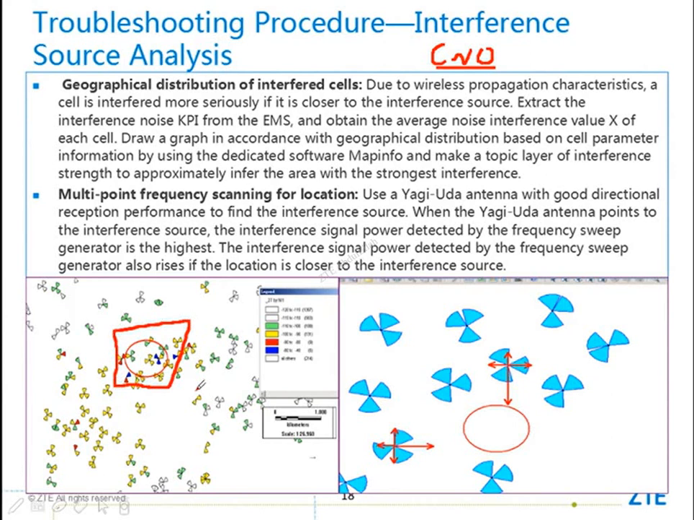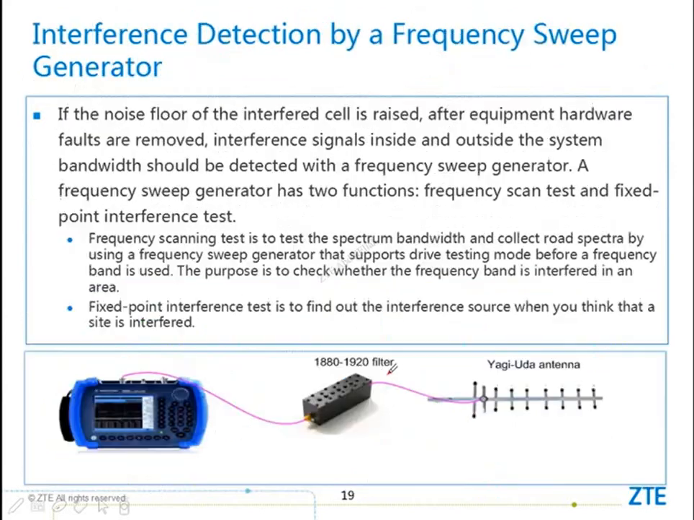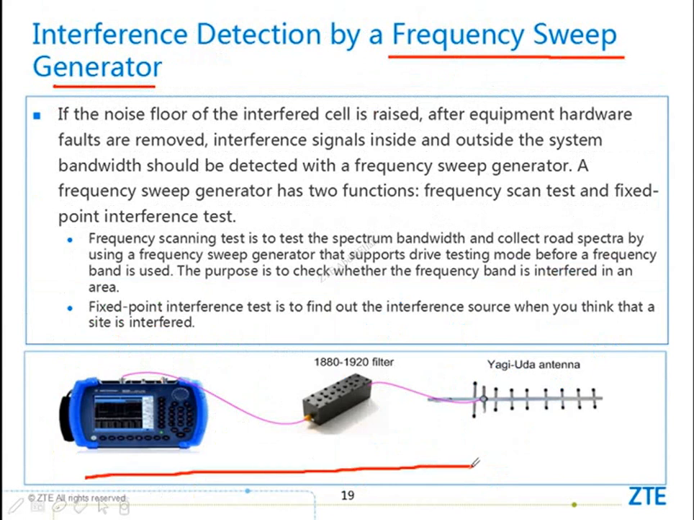After we locate this area, we can go to this area and use some tools. These tools, we call a frequency sweep generator. The connection is like this: the antenna connects to this frequency filter and then to this analyzer. Using this analyzer and this antenna, we can find out where the source is. We can find the direction and the location of this interference source.